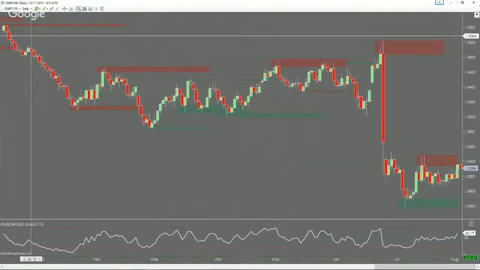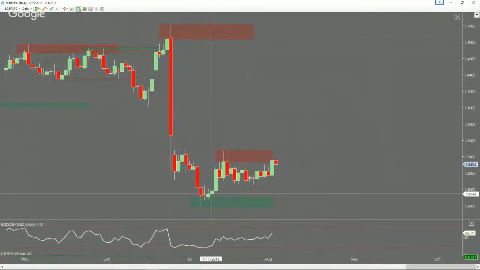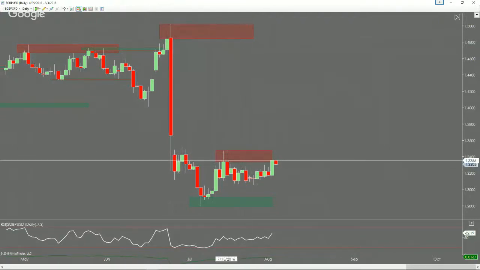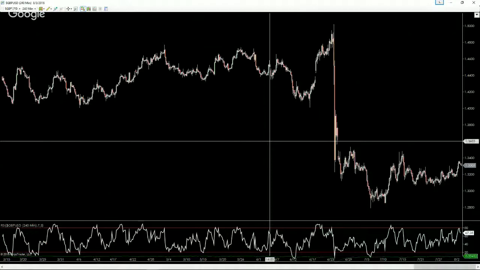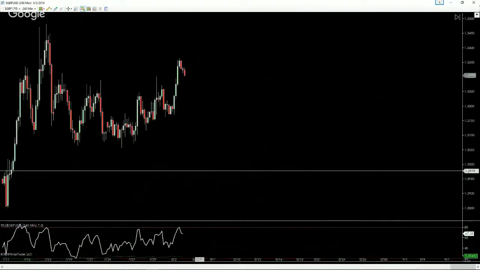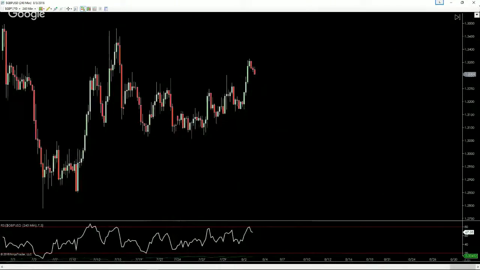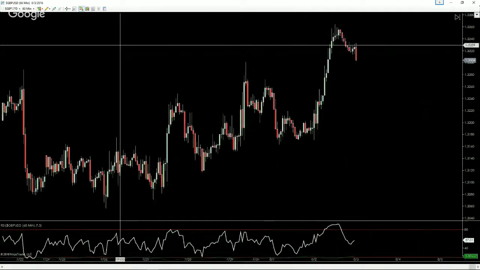Let's go to Pound Dollar. All right, Pound Dollar, we're seeing that range kind of form right here. It is about at the bottom of that resistance level, so be careful buying this type of market. Let's go to 240. Nothing there. Let's go to the 60.